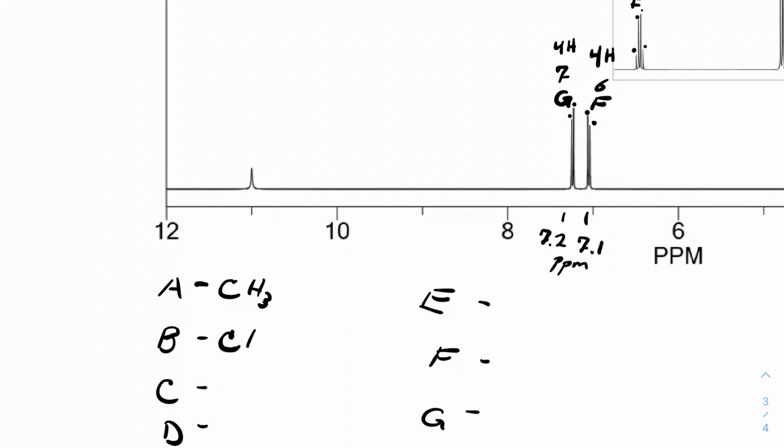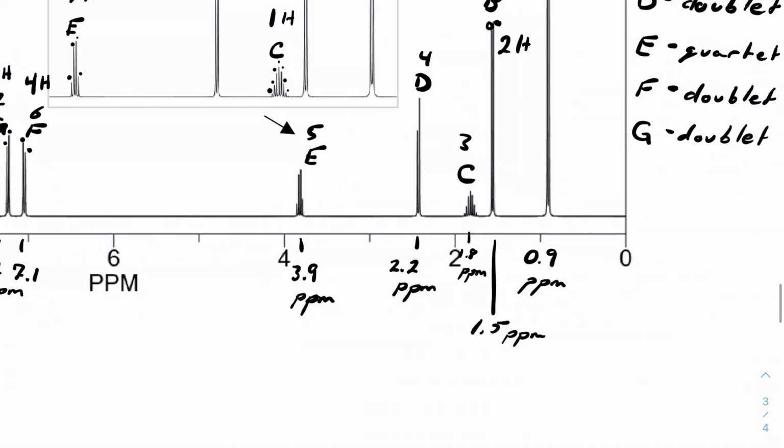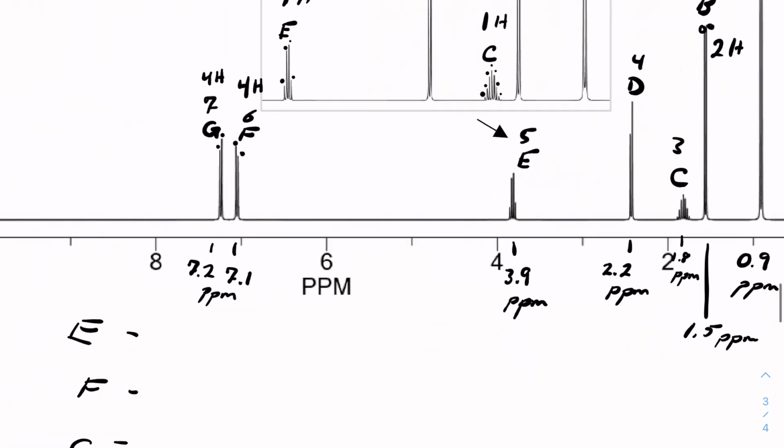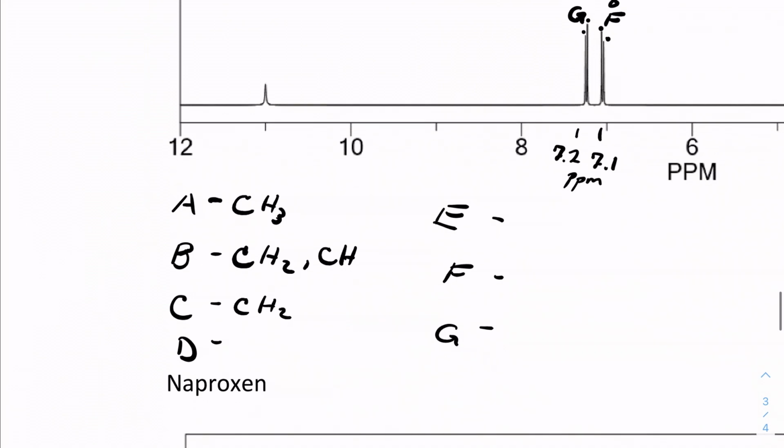And so we're going to write CH2 or maybe even CH. We don't know yet for sure. And then we're going to move on to C. What we can see from C, that's going to be a CH2. D, what we know from D is that it's going to be most likely a CH, because it's going to have all those groups coming off of it.